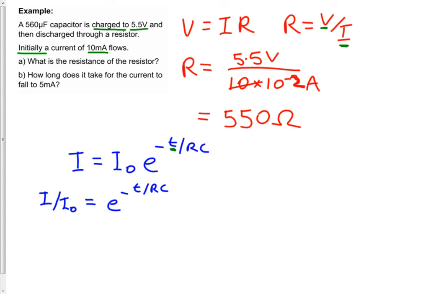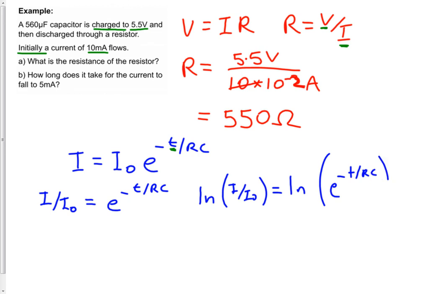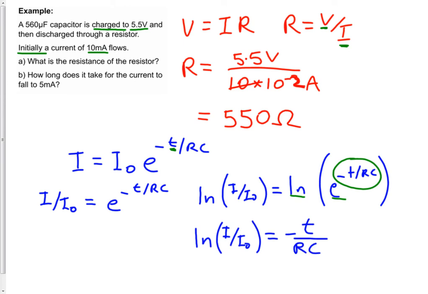Now if you do maths this will be easy. If you don't do maths then just pay attention. So ln I over I naught equals ln of e to the minus t on RC. But by definition, if you take ln of e to the something, you just get back the something, okay, which simplifies that entirely. So this means that ln I over I naught is just going to be minus t over RC.